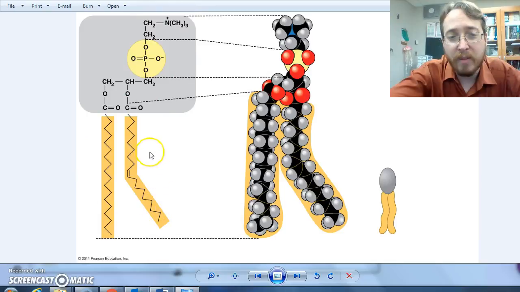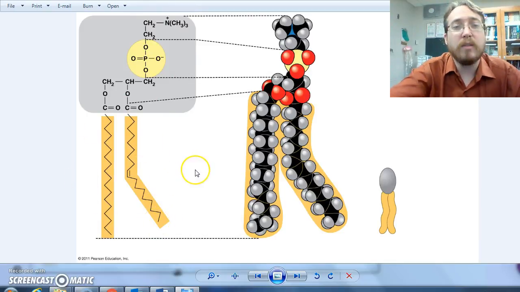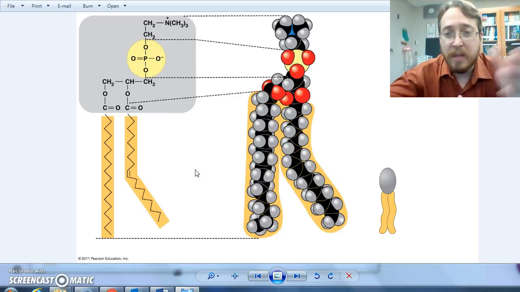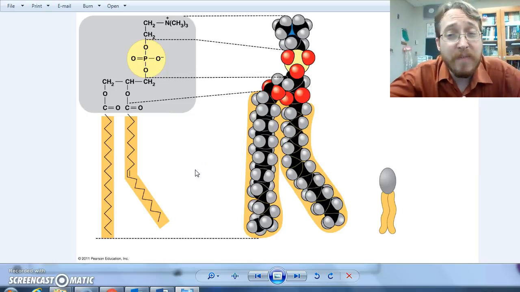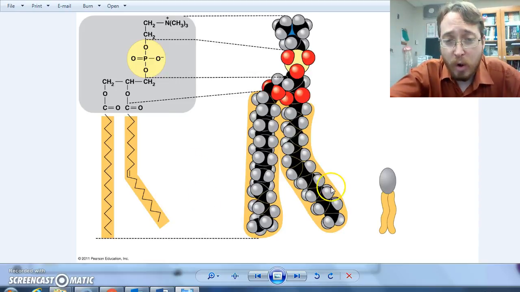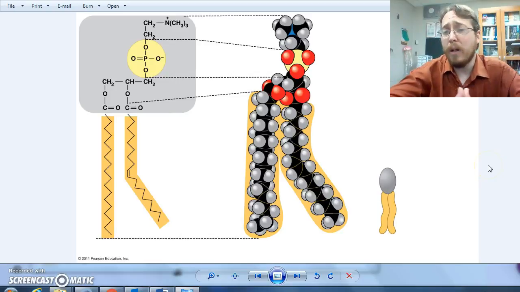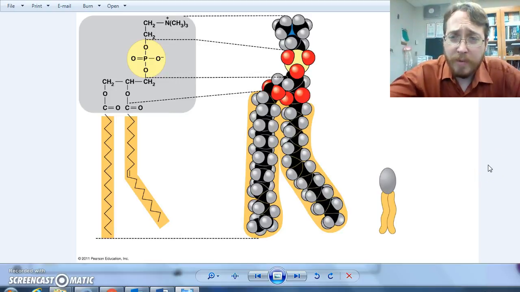But down here we have these fatty acid tails. They're lipids, so they are nonpolar. And so we have a special molecule. These phospholipids are amphipathic. That means they are dual-natured. They are both polar and nonpolar, and that gives them some special qualities. If you look over here, this is sort of a cartoon version of a phospholipid. We have the phosphate head here, which is polar, and then we have the fatty acid tails here, which are nonpolar.